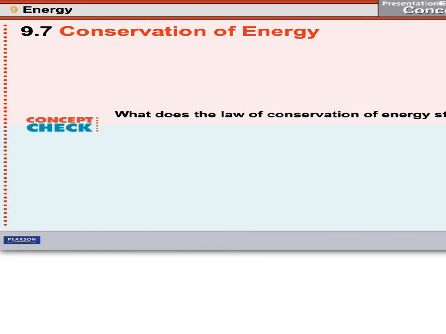What does the law of conservation of energy state? It states that energy is never created or destroyed, it will just transfer between states.